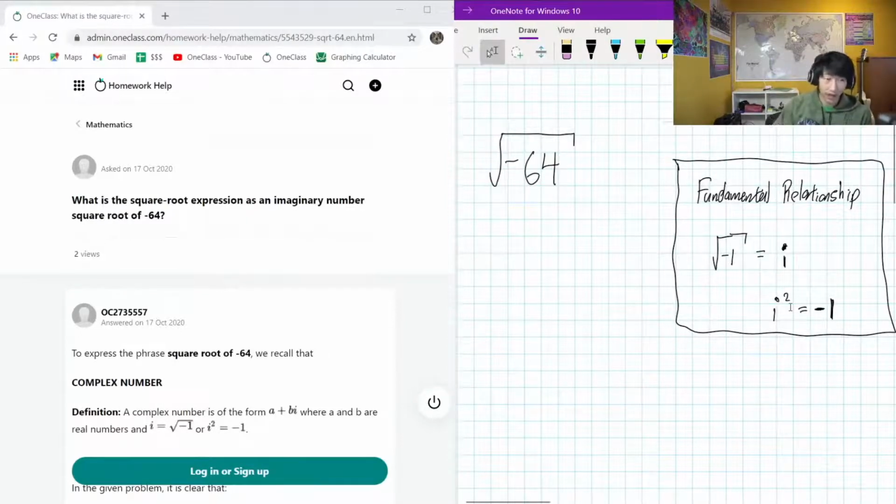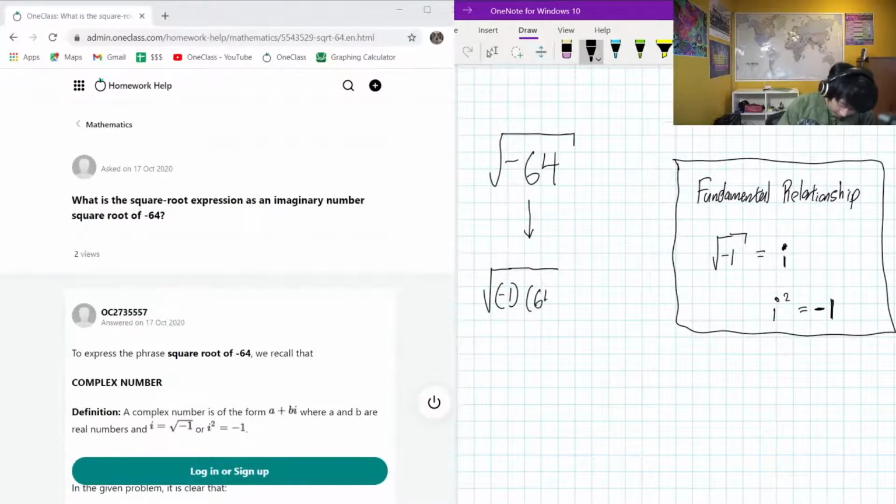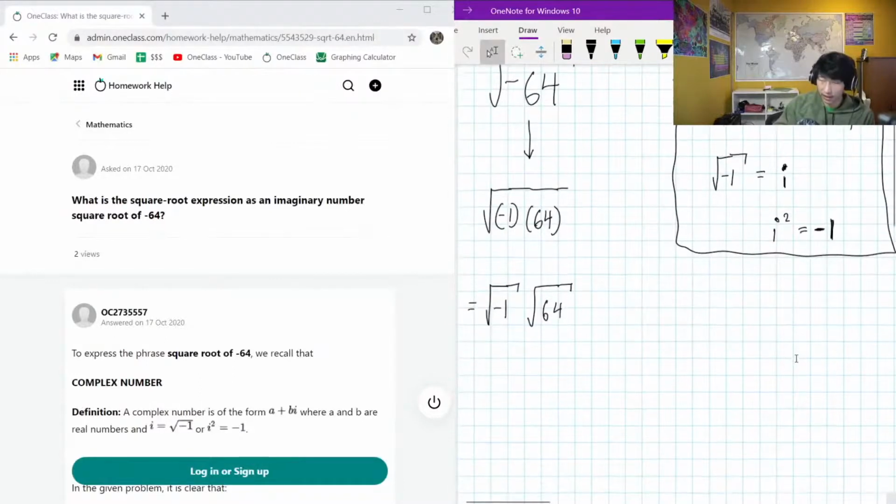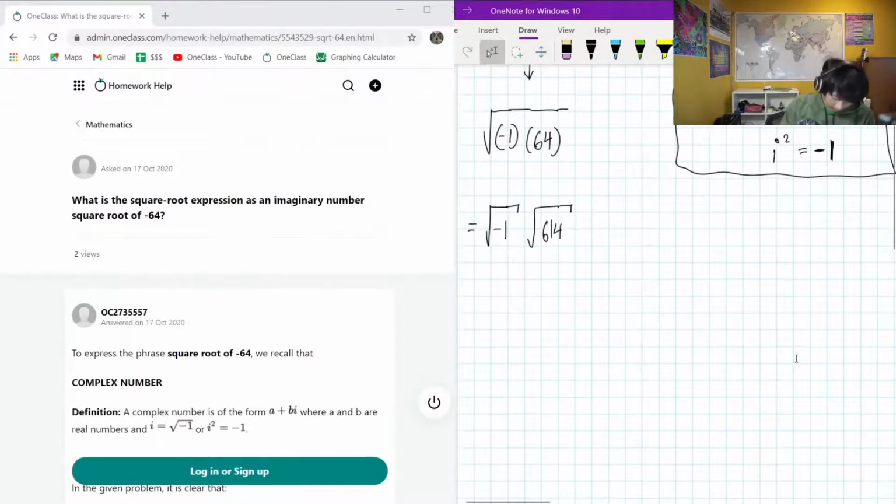Okay, so essentially how we do this is, as we know, we can factor out things that are under the root. So what happens if under the root here we factored out a negative 1 times 64? Well, another way that we can rewrite this is the square root of negative 1 times the square root of 64. Hopefully, all of us are well familiar of the fact that 8 times 8 is 64. So you could also write this as negative 1 times 8 squared.